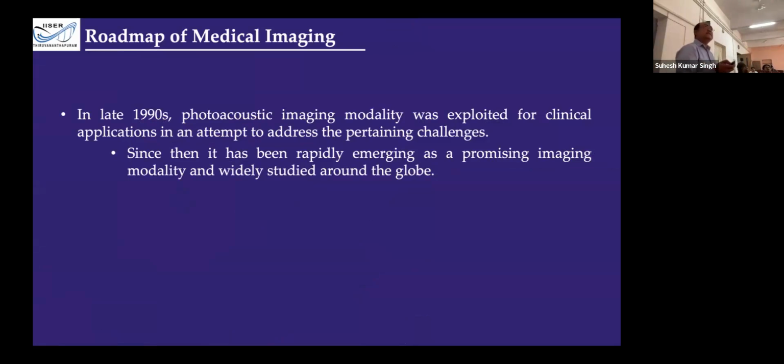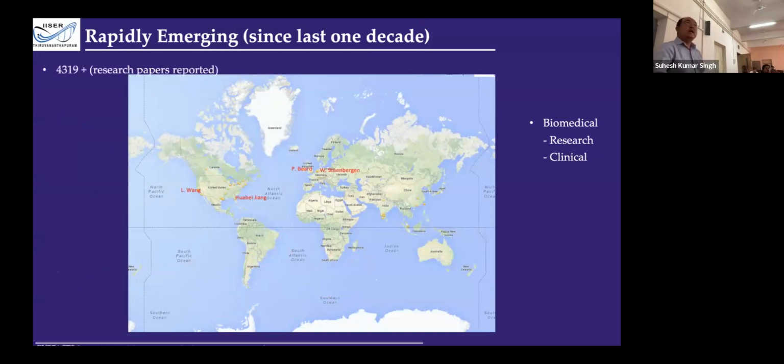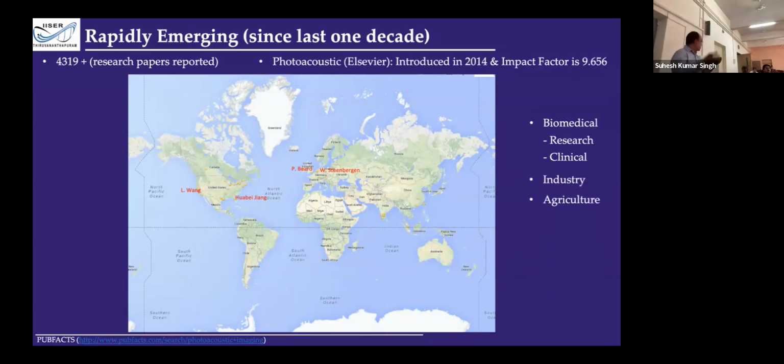In the late 1990s, photoacoustic imaging came into the picture, with experimental results showing potential for clinical application. Since then, it has been widely studied and is rapidly growing around the globe. Not less than 100 research labs are now focusing on photoacoustic imaging, microscopy or tomography. More than 4,500 publications are available, at about 2.5 papers per day, coming not only from biomedical applications but now also from other industries and agriculture.